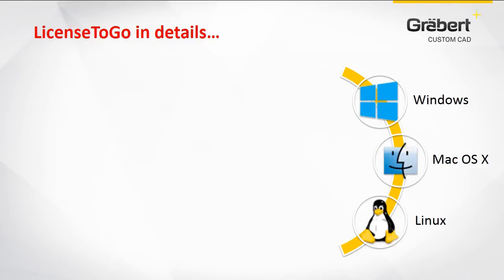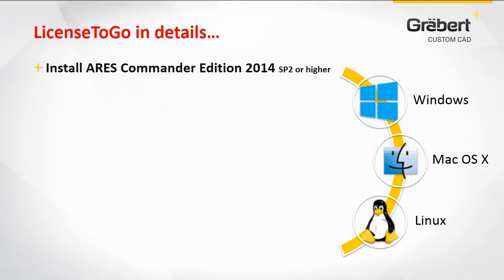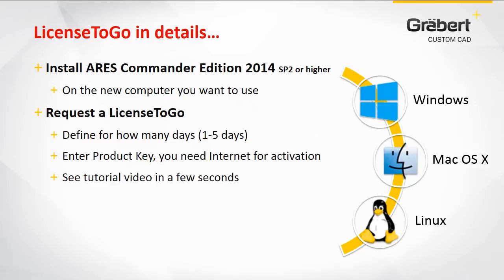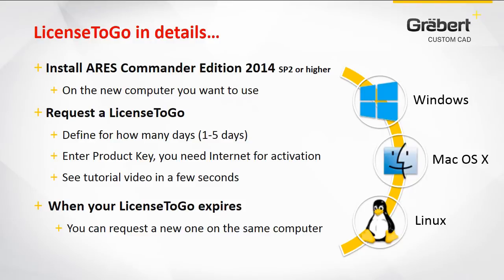You will install ARES on the new computer and follow the steps described in the next video to request a License to Go. Nicely, when your License to Go expires, you can get a new one for the same computer or another. So let's have a closer look.